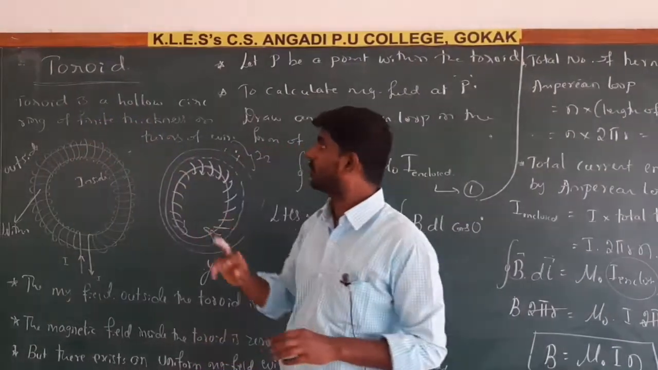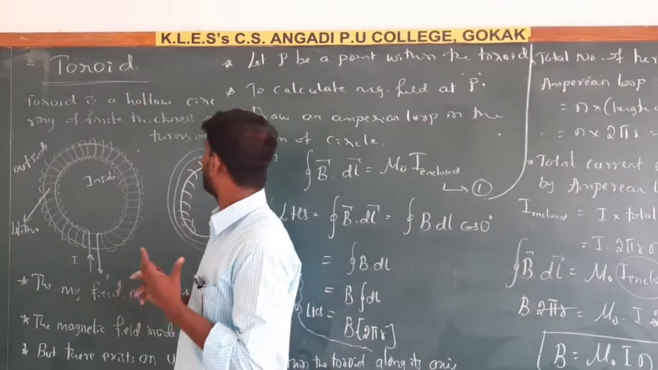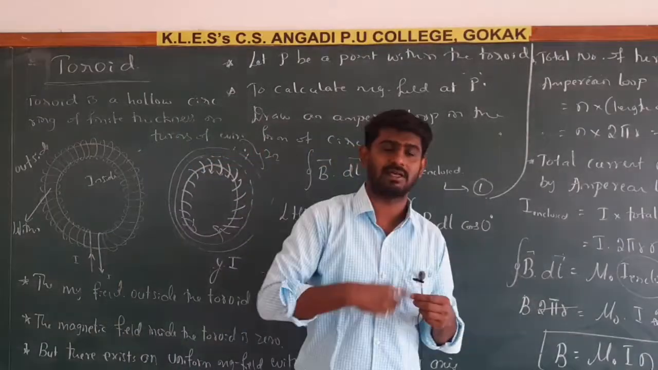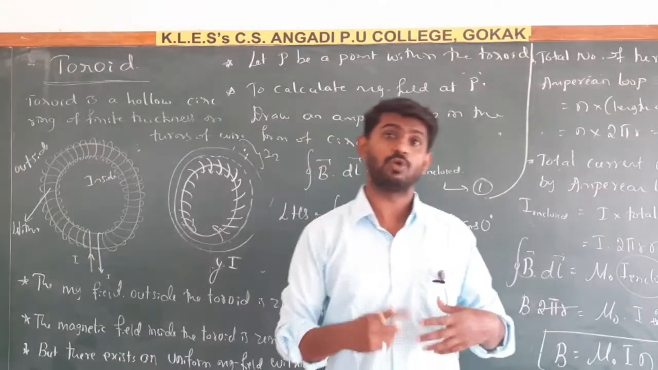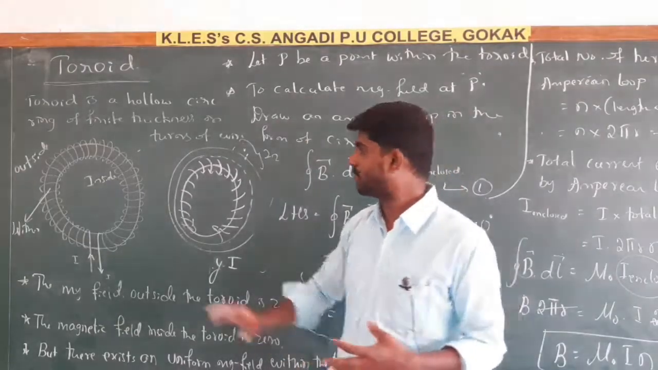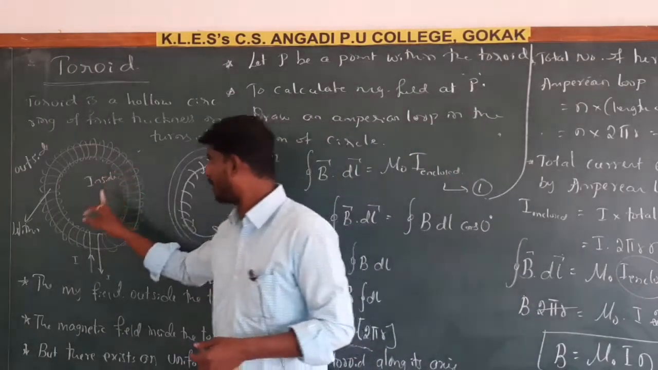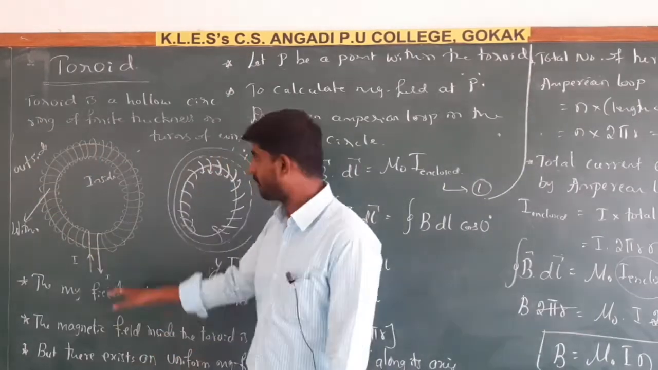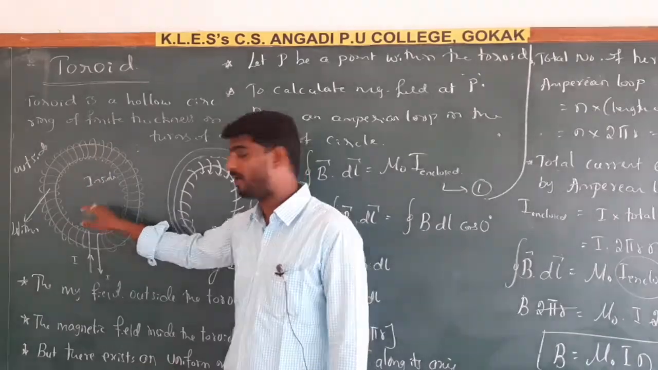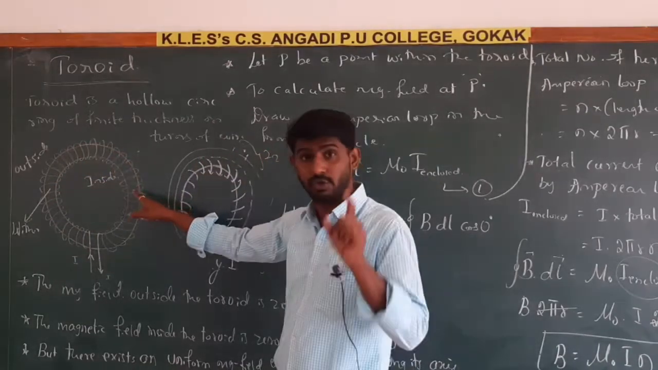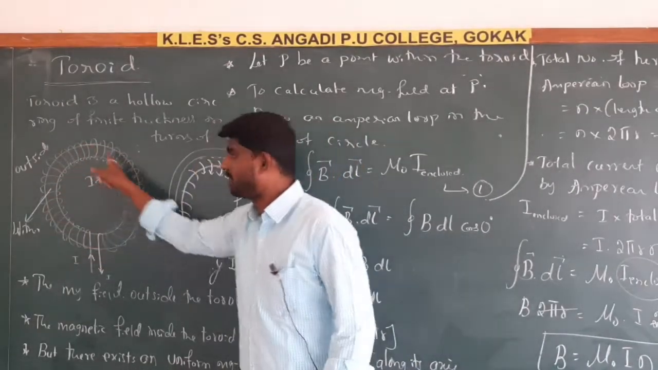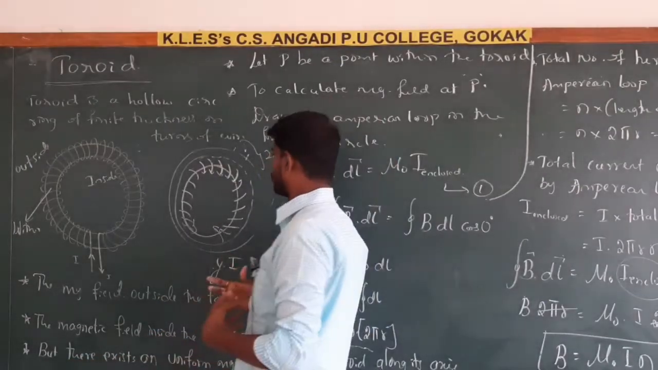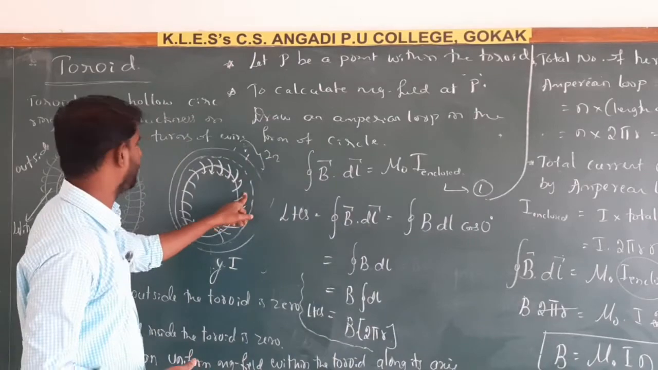Toroid is a hollow circular ring of finite thickness on which the number of turns are closely wound. Okay, next you should draw the diagram. So this is the toroid, inside the toroid, outside the toroid, and this is within the toroid. The magnetic field outside the toroid is 0, inside the toroid is 0, and there exists a uniform and strong magnetic field within the toroid. Then we want to apply the Ampere circuit law to get the magnetic field at a point P within the toroid.